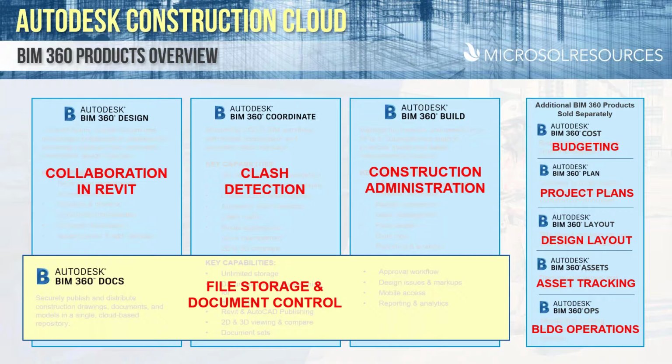What I have here is just a slide created to help simplify the previous slide, simplifying the main function of each one of these modules. So here you can see, BIM 360 Design is for collaborating in Revit. BIM 360 Coordinate is clash detection. BIM 360 Build is for construction administration. BIM 360 Docs is for file storage and document control. And then you can see over here, I won't read through these, but again, this is breaking down the general purpose of what these add-ons accomplish with the platform.